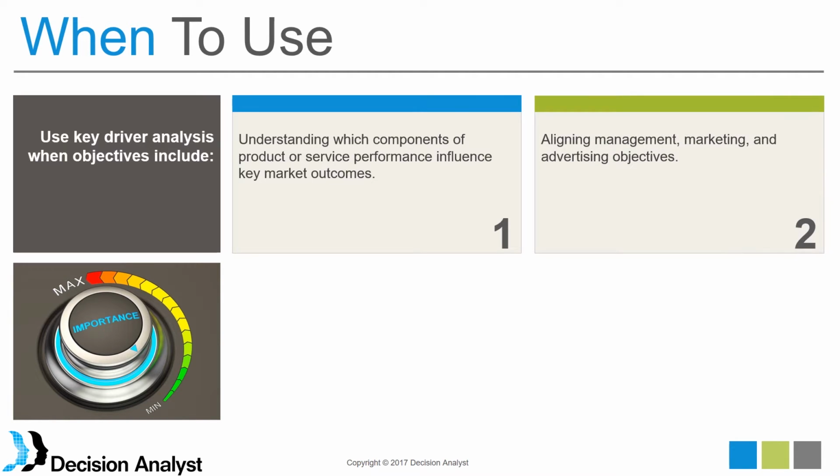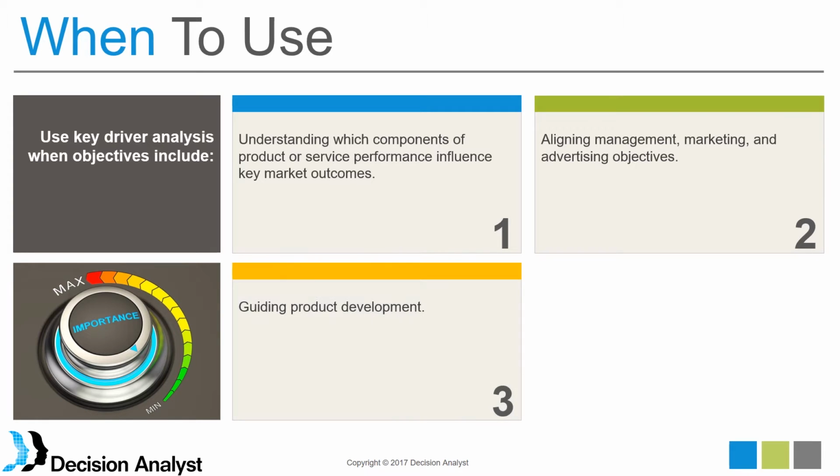Another objective is when you seek to align management, marketing, and advertising. Sometimes these three entities are unwieldy and don't necessarily agree on what's most important. Key driver analysis can help all of these parts of the organization come together and emphasize what's truly important to the key market outcome. The next objective is to guide product development.